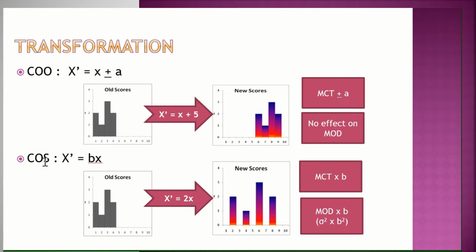COS is change of scale. Change of scale is when you multiply or divide something to your data. Why do we call it change of scale? If you look at this, this is the original distribution. When it goes here, can you see the whole scale of the data has changed? It doesn't even look the same anymore. Okay, so this one is very obvious. Now here you're multiplying 2 to your data.